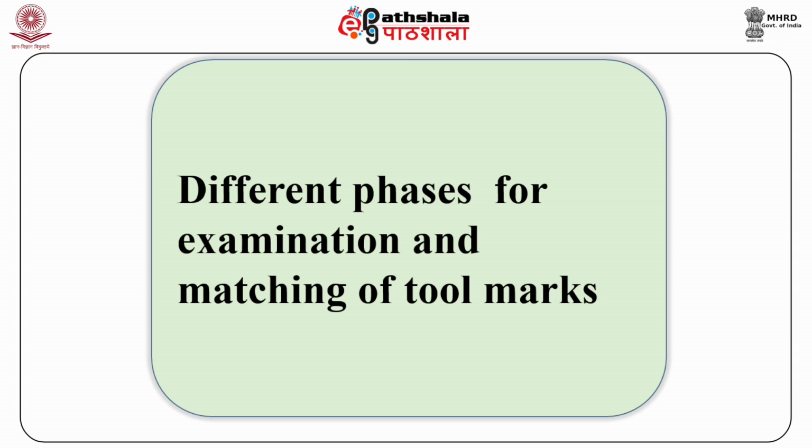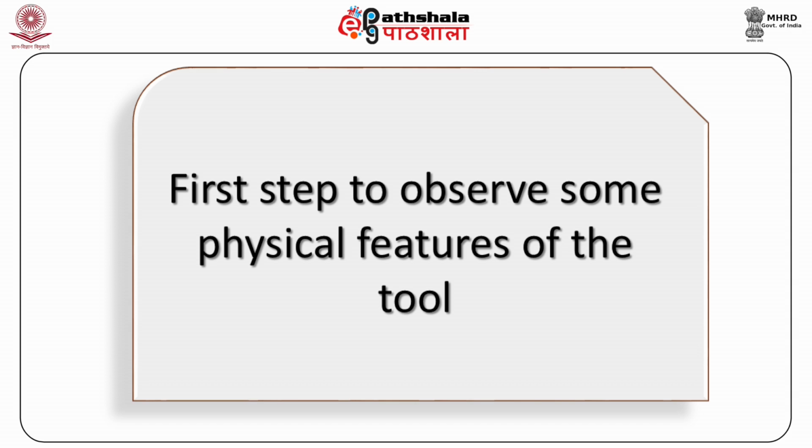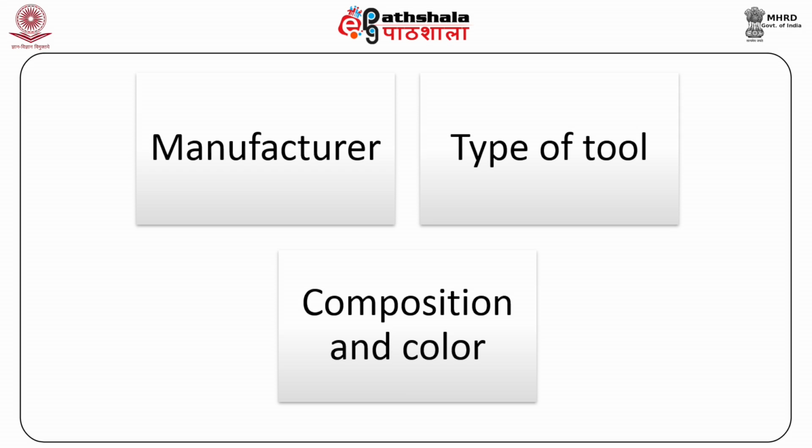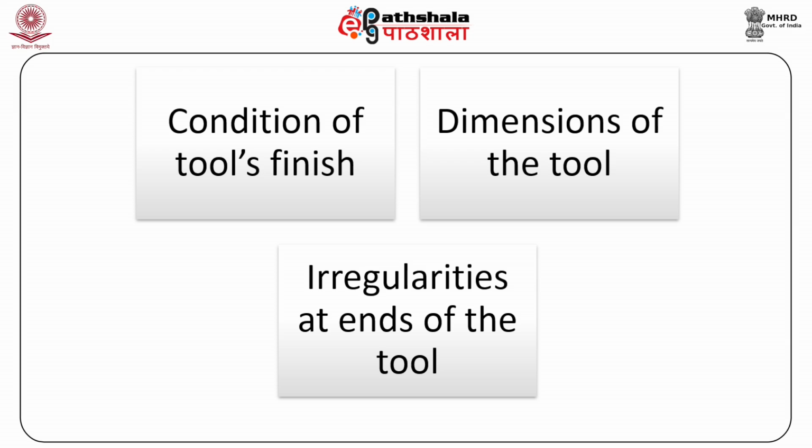The first step is to observe some physical features of the tool. Firstly, the manufacturer. Secondly, the type of tool. Thirdly, composition and color. Fourth, condition of the tool's finish. Fifth, dimensions of the tool, that is overall length, width, etc. And sixth, any irregularities at the end of the tool.